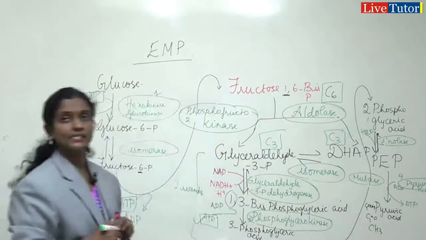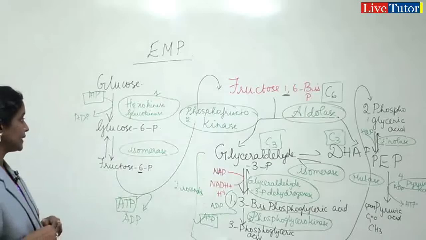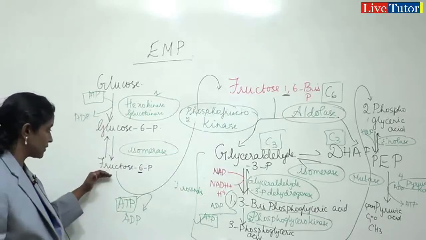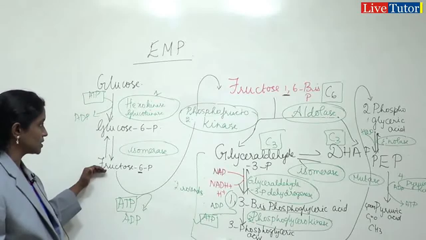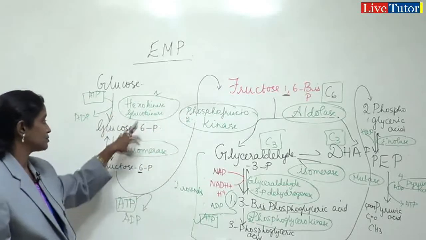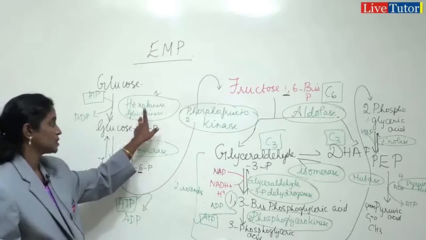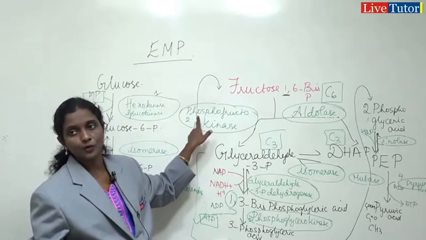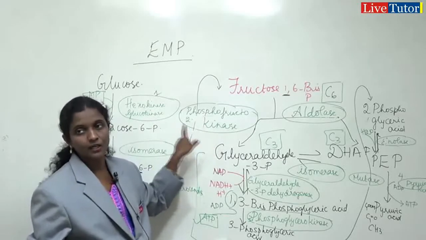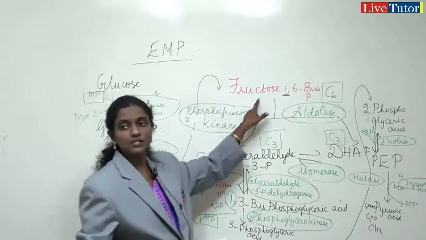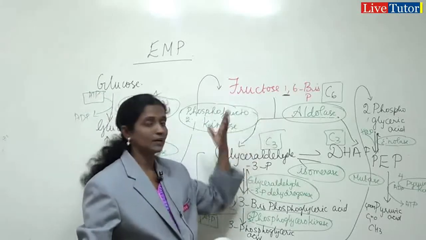Shall we see the net output? Let us see the net output. I repeat: glucose to glucose 6-phosphate, glucose 6-phosphate to fructose 6-phosphate, and fructose 6-phosphate will be converted to fructose 1,6-bisphosphate. These two enzymes are key enzymes. The first one is HK, and the second one you make as PFK, easy to remember: phosphofructokinase, PFK.